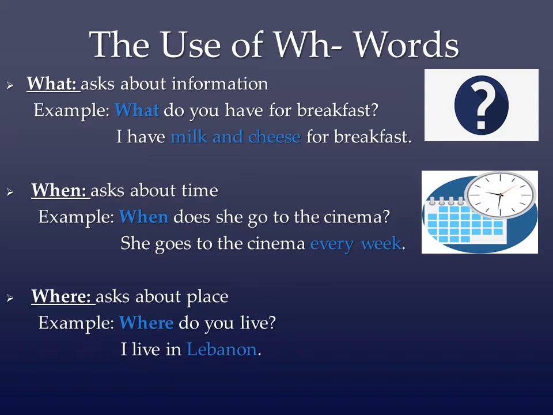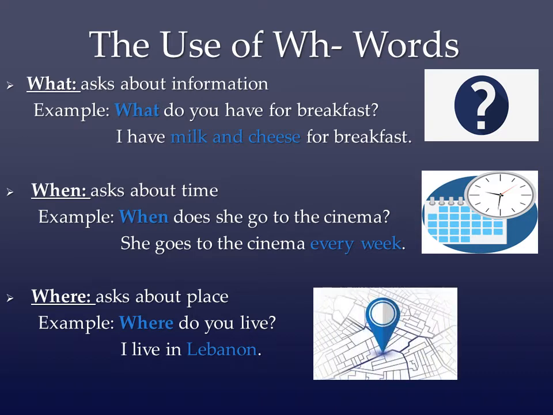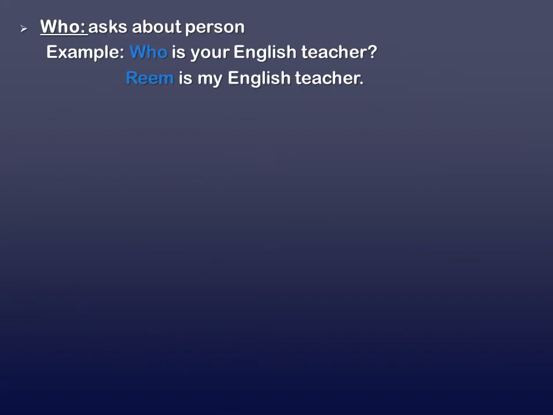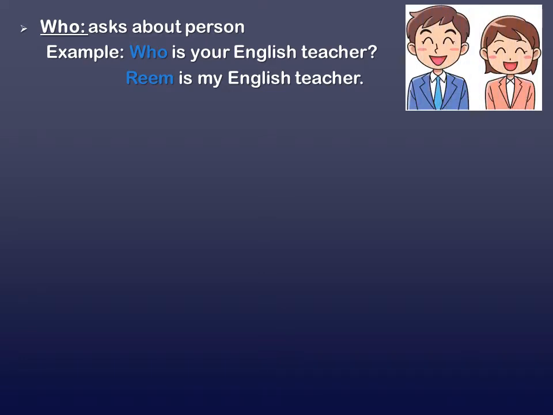Number 3 is where. Where asks about place. Example, where do you live? I live in Lebanon. Number 4 is who. Who is used to ask about person. Example, who is your English teacher? Reem is my English teacher.